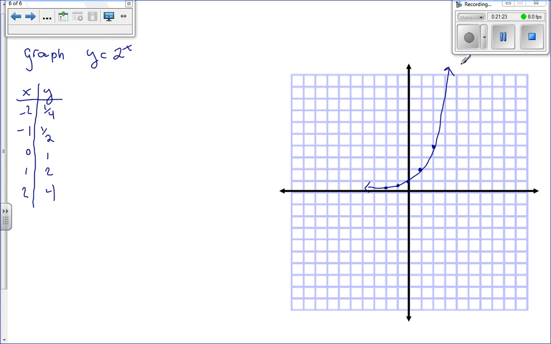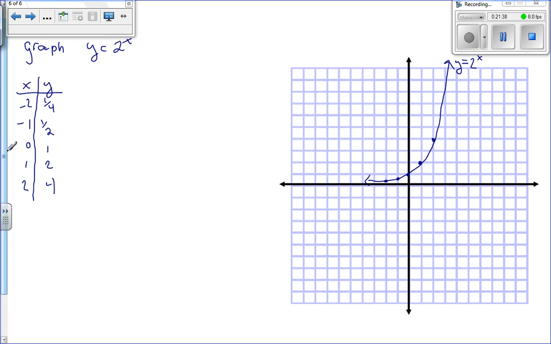So this is y equals 2 to the x. Now, some things that are going to remind us when we have an exponential function.